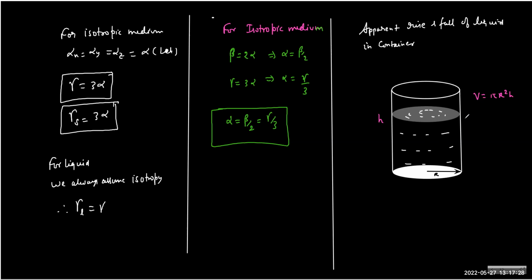So the water height we can take as some value. Let's say the volume of liquid inside is VL, and the volume of container we call VC. The container is made of solid, so gamma of container we write as thrice alpha. Generally, they will give you the alpha of container. They don't give gamma directly, but you can find. And gamma of liquid they will give you as gamma L.